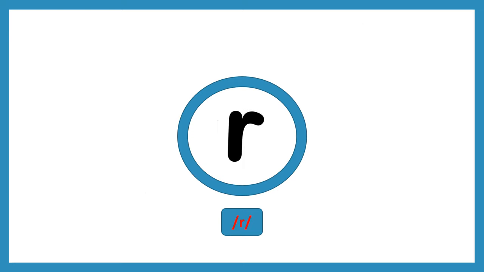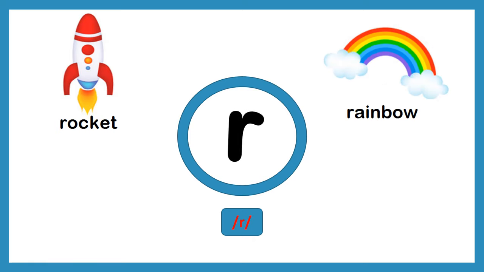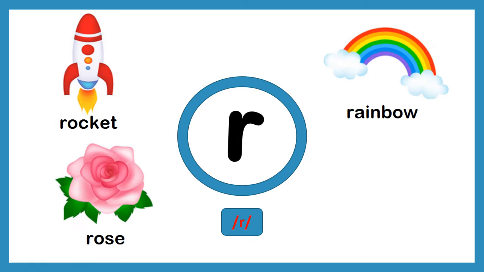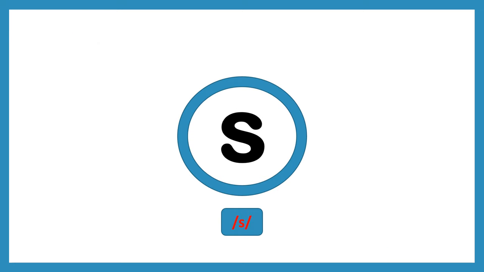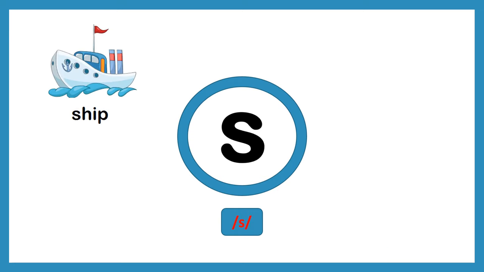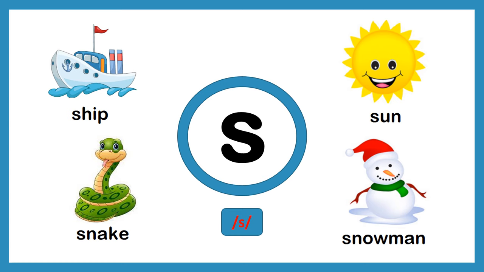R: rocket, rainbow, rose, rattle. S: ship, sun, snake, snowman. Sound of S is not exactly S. It's S, the hissing sound of a snake.